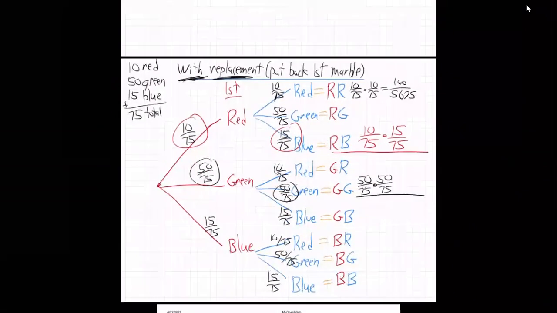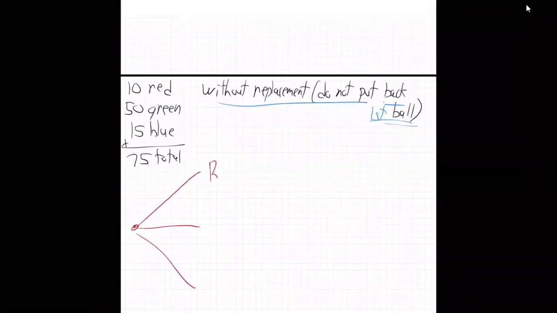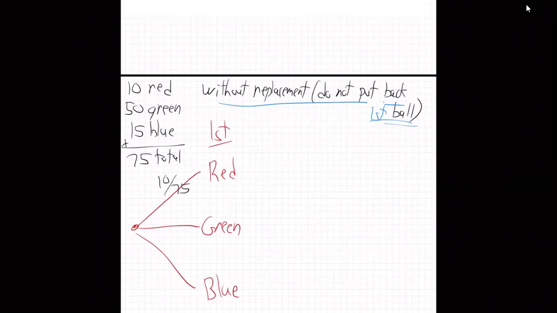Okay, so same kind of branching, red, green, blue. Get the red, green, blue thing going on again. Start right here. So first marble is red or green or blue. This is the first draw out of the urn. The probabilities are going to be exactly what they're listed there. 10 out of 75 is a chance of red, 50 out of 75 for green, 15 out of 75 for blue.